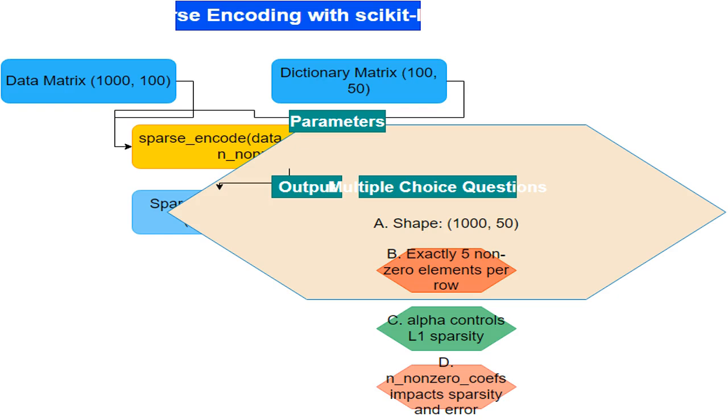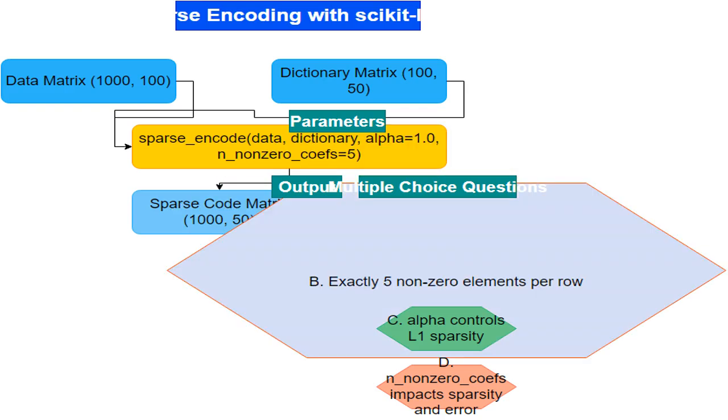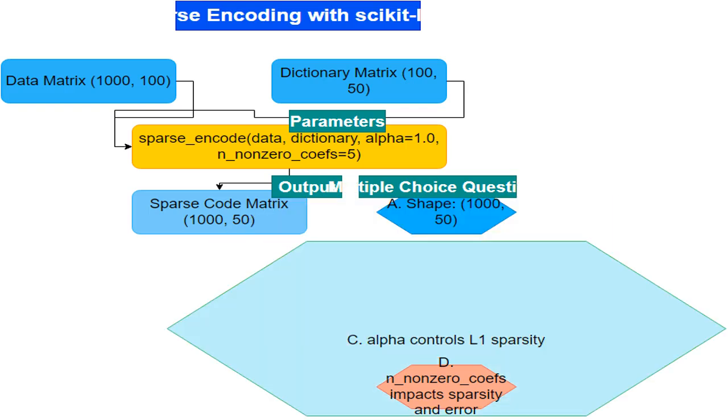This is correct. I have 1,000 data points, and my sparse representation uses 50 atoms from the dictionary. This is incorrect. While I'm aiming for at most 5, it might not always be exactly 5. Absolutely correct. The alpha parameter tunes the strength of L1 regularization, directly influencing how many near-zero values I get in my sparse code. Higher alpha means more sparsity.